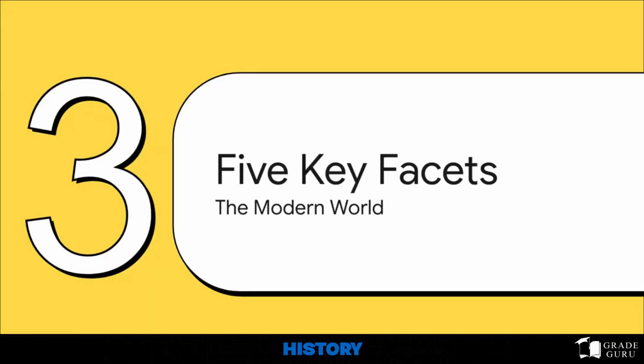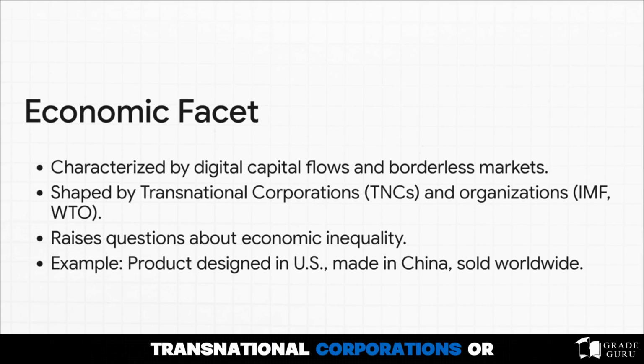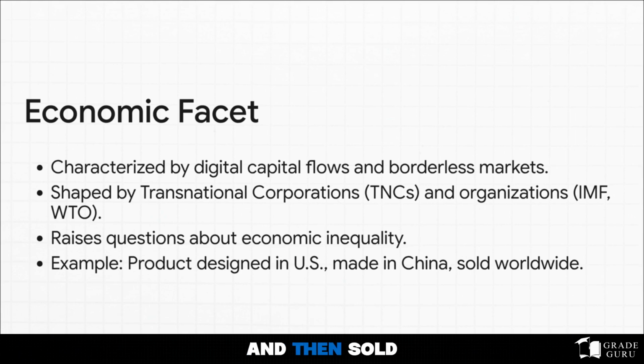So that's the history. But what does globalization actually look like today? Well, to really get a handle on it for your exam, we can slice it up into 5 key areas or facets. First up, you've got the economic side. Think of money flashing across the planet in an instant, markets that never sleep, and these giant companies, transnational corporations or TNCs that operate everywhere. The perfect example to drop in your exam? A smartphone designed in California, parts from South Korea, assembled in China, funded by investors from all over, and then sold right back to you. That's the global supply chain in a nutshell.